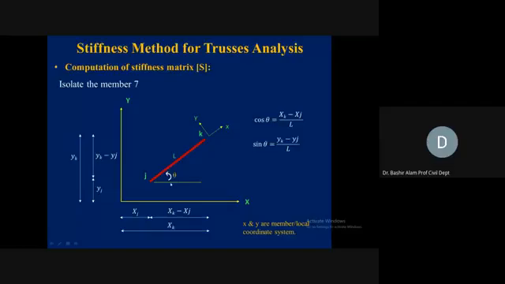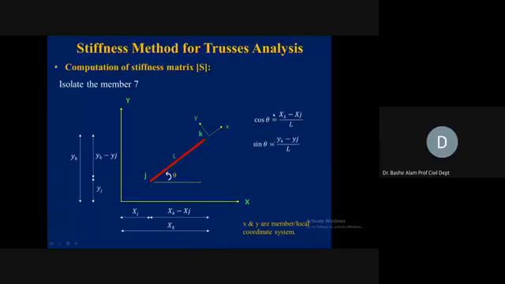Now with the global horizontal axis, if the member is making an angle theta in the counterclockwise direction, this angle theta we can express in terms of these coordinates and in terms of the length now. What will be cos theta now? Cos theta will be base divided by the length of the member. And how much is the base now? It is xk minus xj. How much is the length? It is L. So cos theta is equal to xk minus xj divided by L.